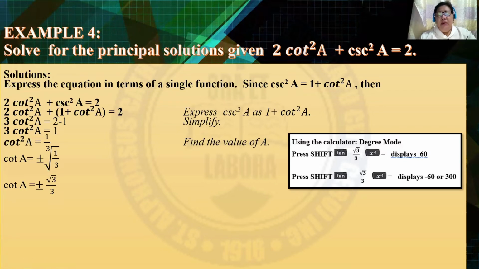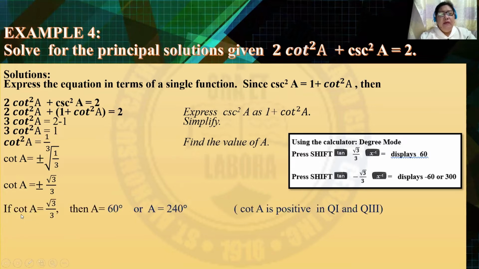You may use the calculator to find the value of A. You can use the degree mode, then press shift tan of square root of 3 over 3. Then, since this is cotangent, you press the reciprocal key, then equals, then it will display 60. Then, for a negative square root of 3 over 3, press shift tan of negative square root of 3 over 3, then the reciprocal key, equals, then it will display negative 60, and negative 60 is equivalent to 300 degrees.